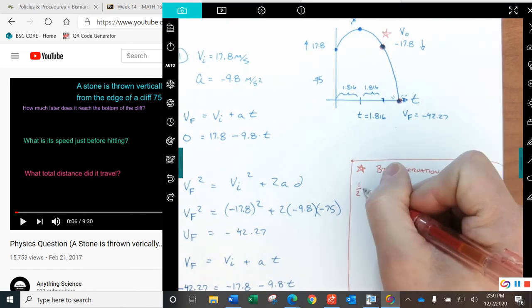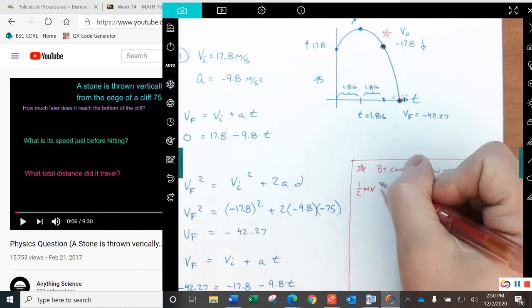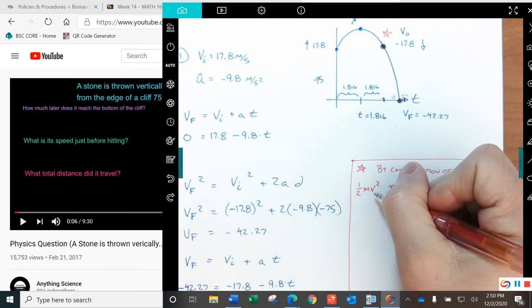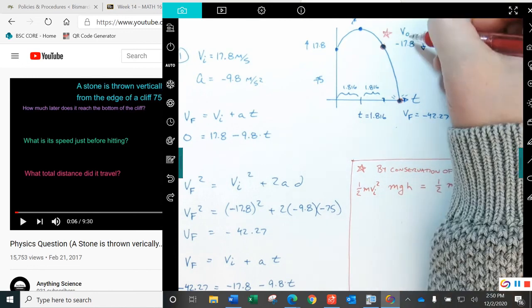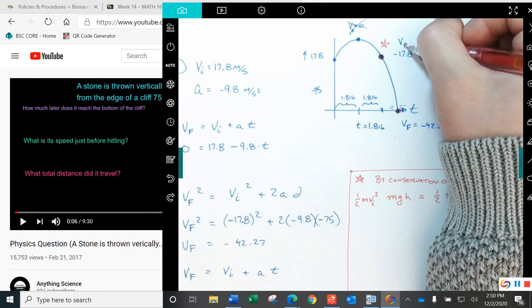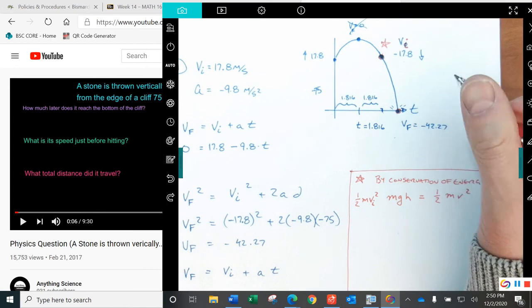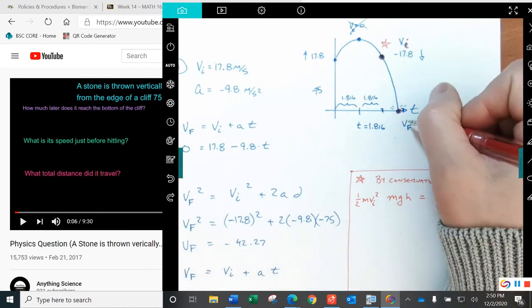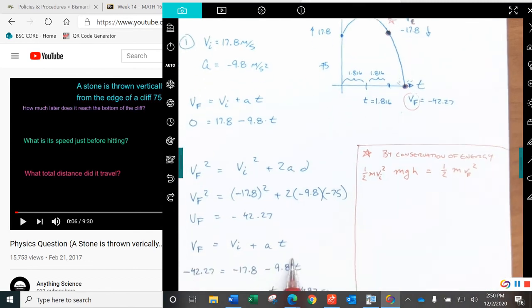1/2 mv squared. This is its initial. I'll just put an i right here, and that's what I'm going to use right up here. I'll make this the initial velocity, and then the velocity final right here. Actually, I think I misspoke a little bit when I got kind of excited.